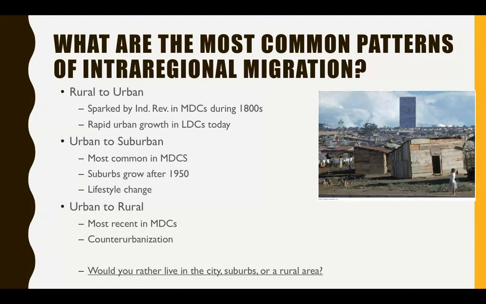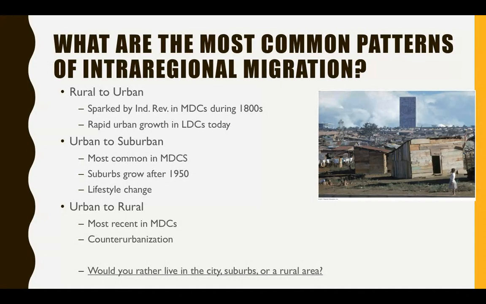After 1950, the suburbs started to grow very quickly, and basically it was because of lifestyle change. People decided they wanted to move out of the cities. They could afford more. They could move to the suburbs, and maybe their children could go to better schools. They could have a larger house, or maybe a bigger backyard, whatever it may be. So it was a cultural lifestyle change for people.